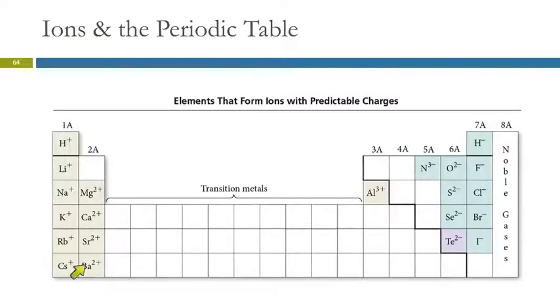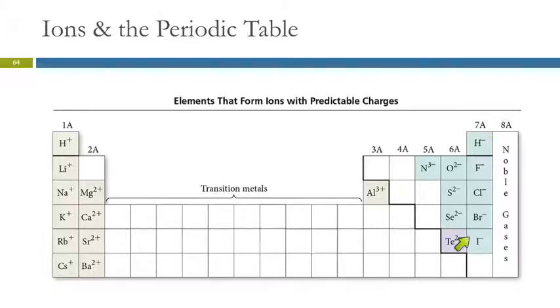So these elements are in group 1A. Now hydrogen is not an alkali metal because it's not a metal, but it is in group 1A and it does form a +1 ion. So all these guys form +1 ions. In group 2A, they form +2 ions. Aluminum over here is a main group metal. In group 3A, it forms a 3+ ion. The noble gases do not form ions, period.